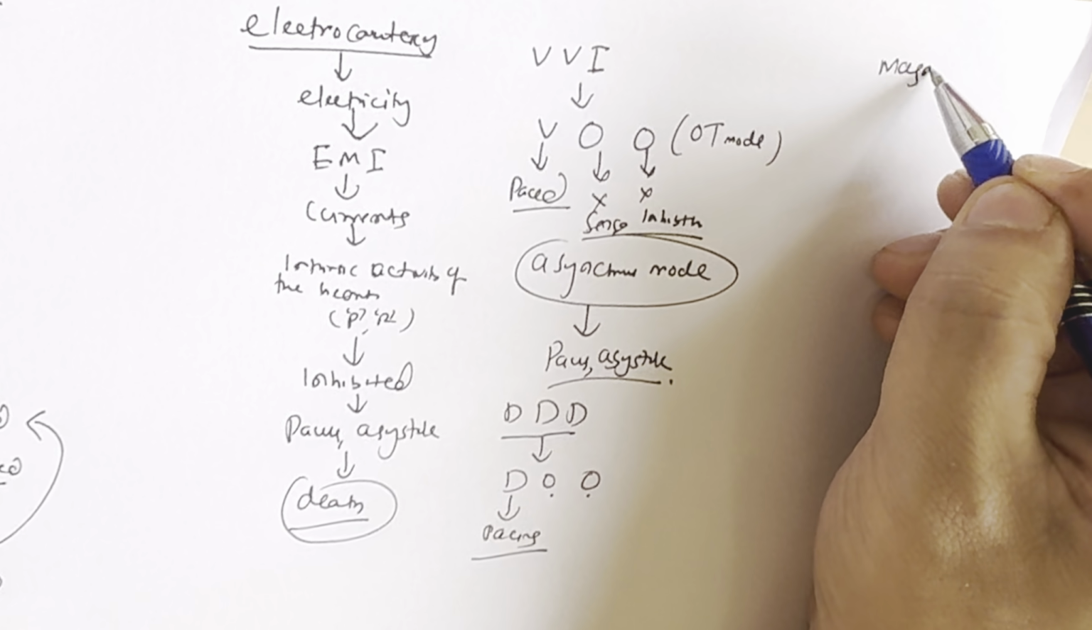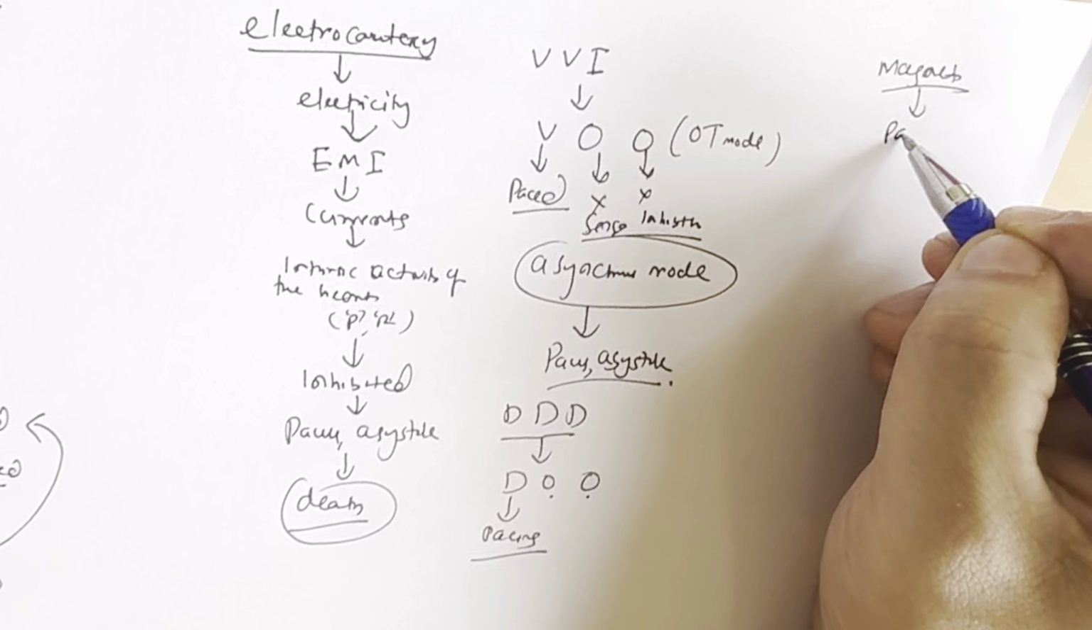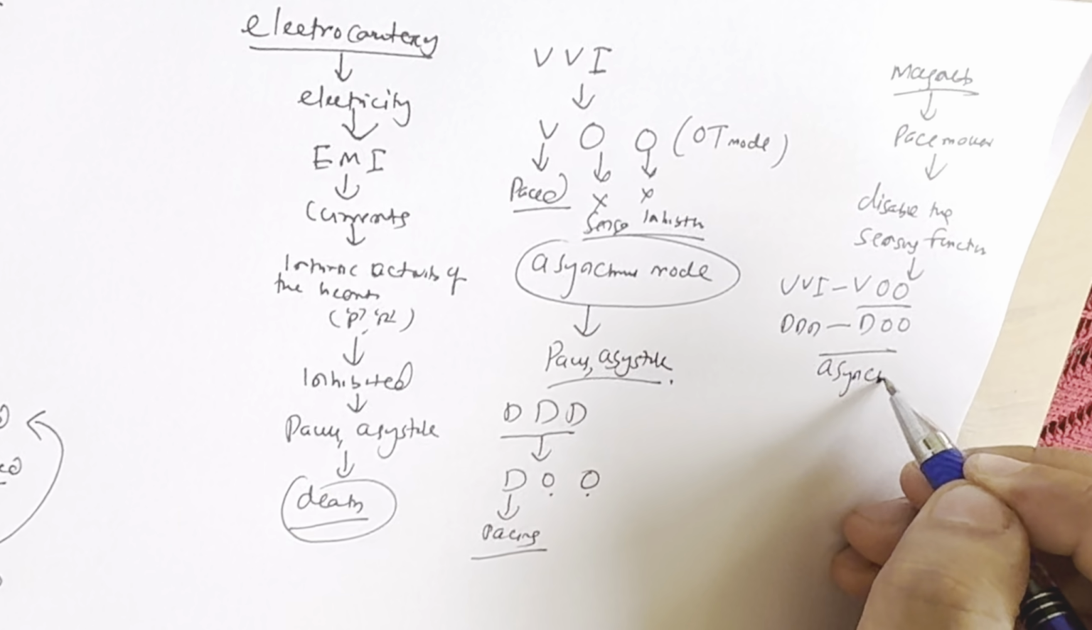And same for magnets. If you put a magnet on a pacemaker, what will happen? The magnet will nullify, it will disable the sensing function. So it becomes the same as VOO from VVI, DDD to DOO, right? These are called asynchronous mode.